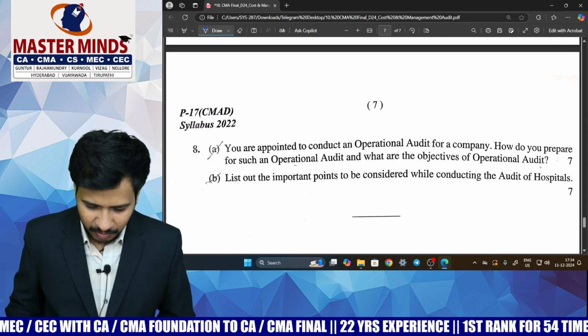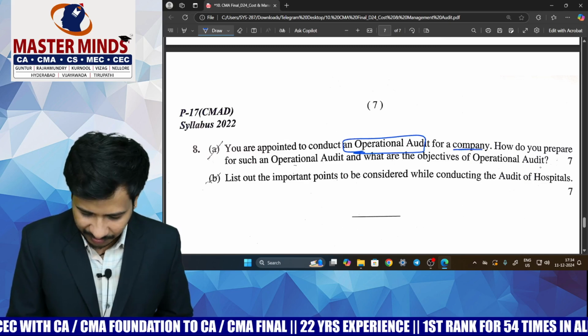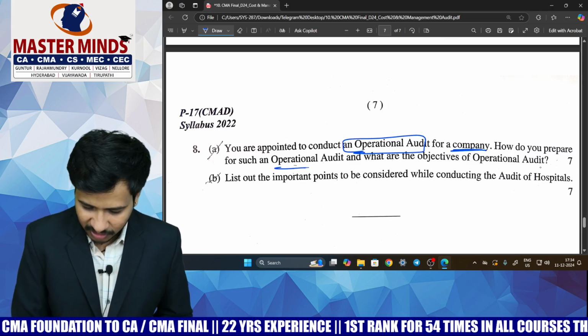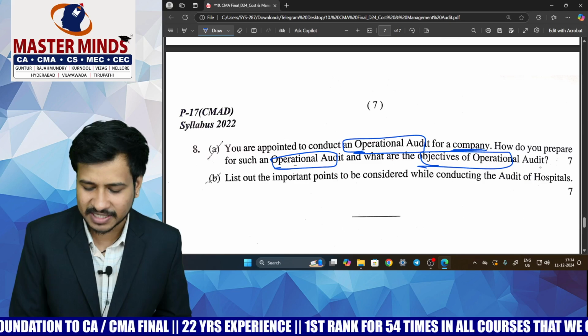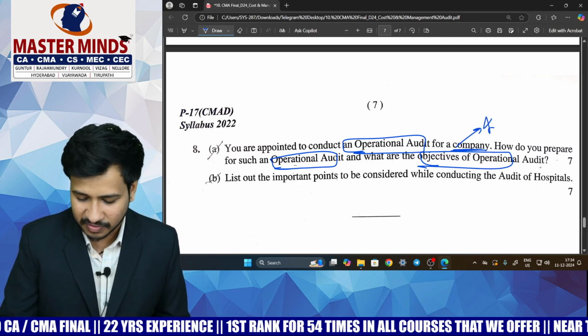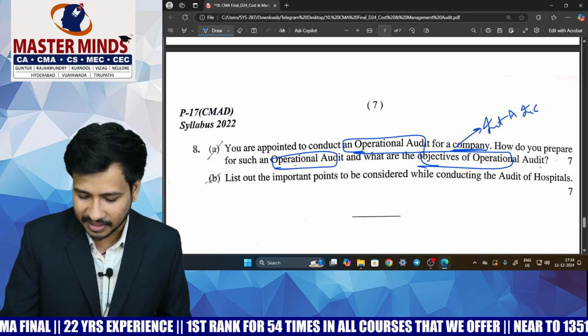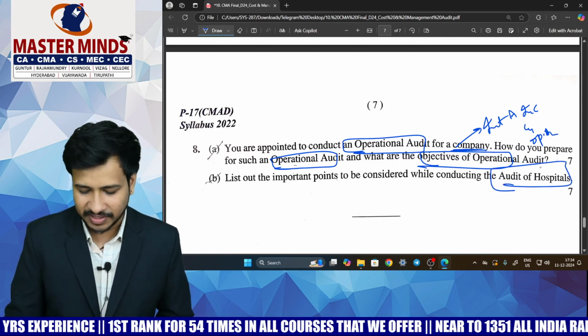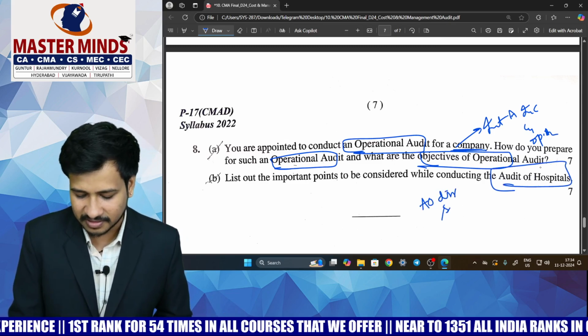And next one, you are appointed as an operational auditor for a company to conduct an operational audit. How will you prepare for such an operational audit? Okay, and what are the objectives? Like what is the meaning of operational audit and what are the objectives of operational audit, which is from internal audit, internal control and operational audit. Super simple. Next, audit of hospitals. Very simple. Audit of different service organizations.